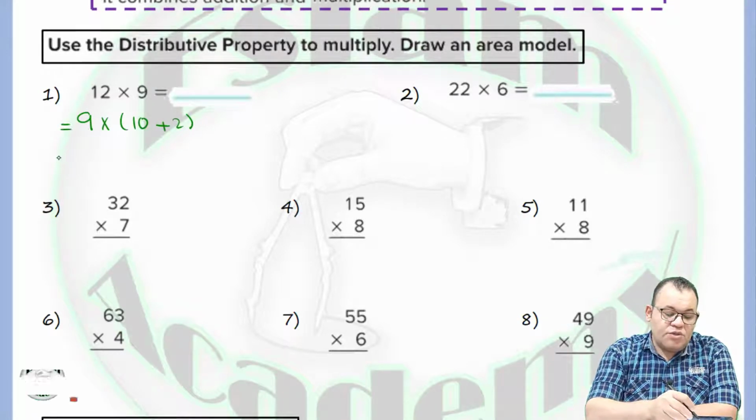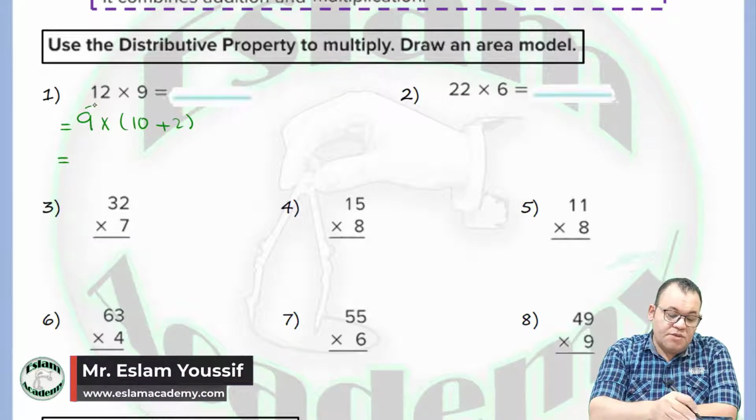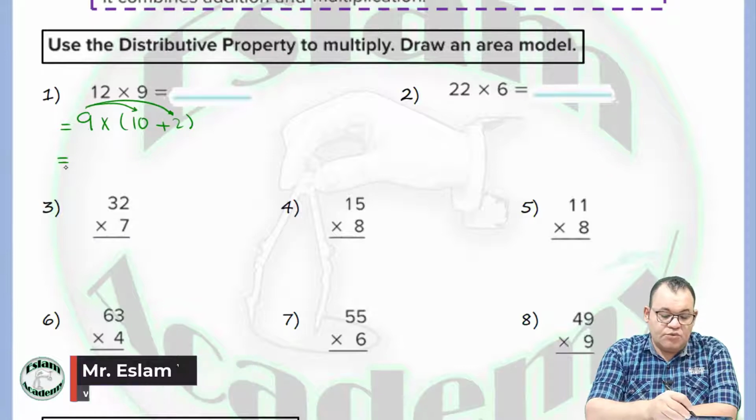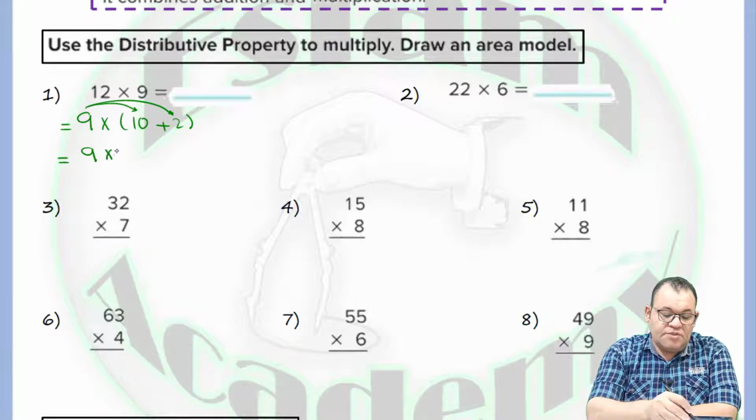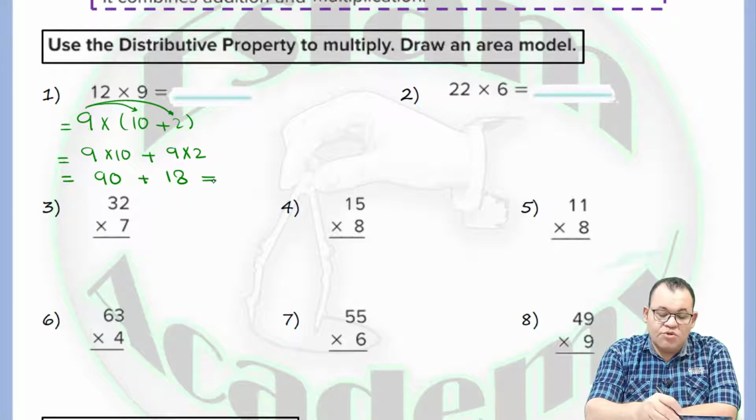Now to solve this question, I will just use the distributive property, which is 9 multiplied by 10 and 9 multiplied by 2. So it will be 9 times 10 plus 9 times 2. 9 times 10 equals 90, plus 9 times 2 equals 18. Now we can add the two numbers together and you will find that the answer equals 108. So 12 times 9 equals 108.